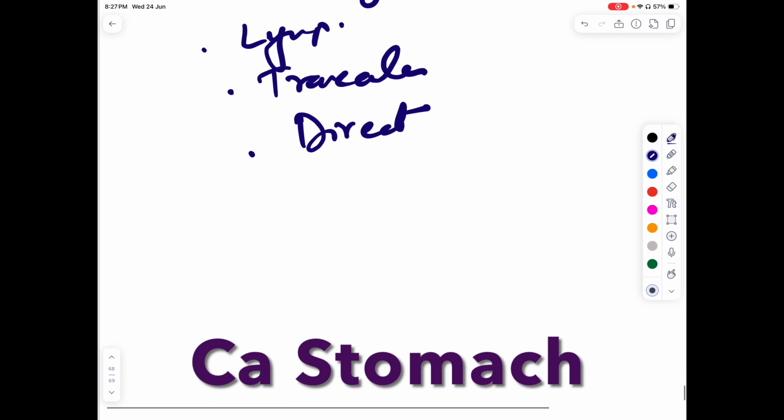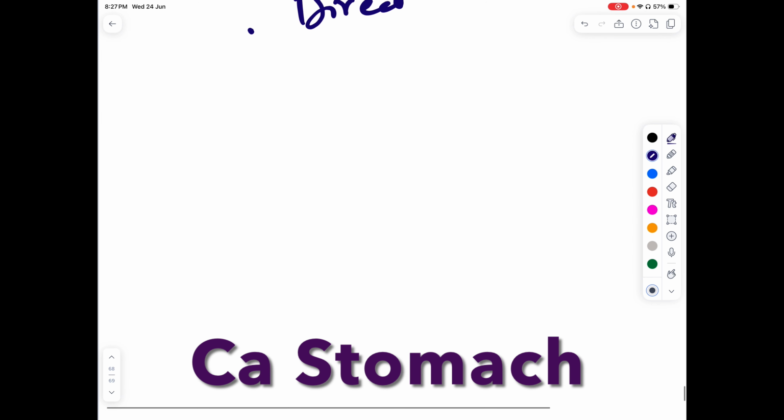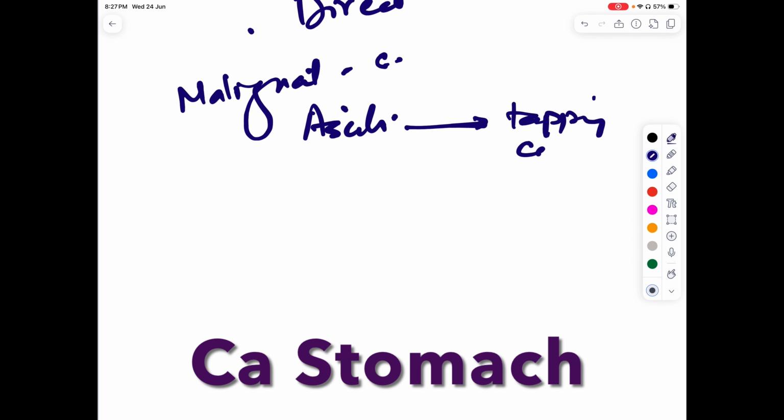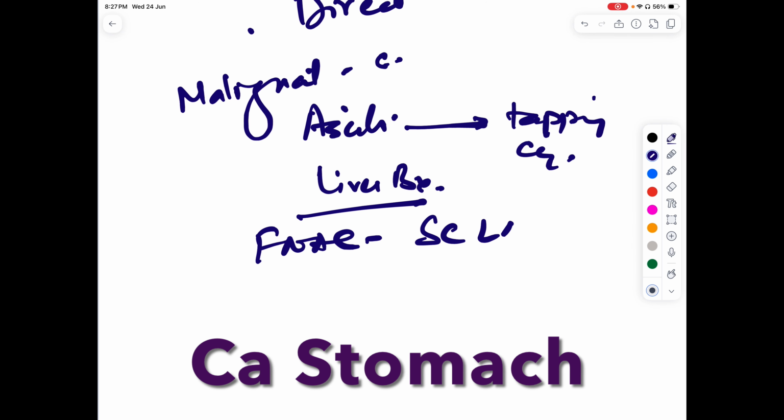The patient presented with abdominal distension and shifting dullness, so it is ascites. It can be malignant ascites. Two pathological tests to confirm the ascites: now, ascites is there, so you do tapping and cytology. Liver biopsy for mets, FNAC of supraclavicular lymph nodes. Tumor marker is CA 72-4 for recurrence.